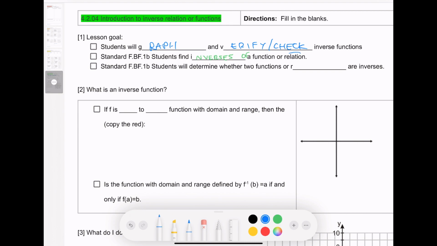For now, we know that relations are like ordered pairs. I can't spell. Ordered. And ordered pairs are just inputs to outputs, right? Your fingerprint opens your phone. Your fingerprint is the input. The output is it opens the screen. Okay? Students will determine whether two functions or a relation are inverses.